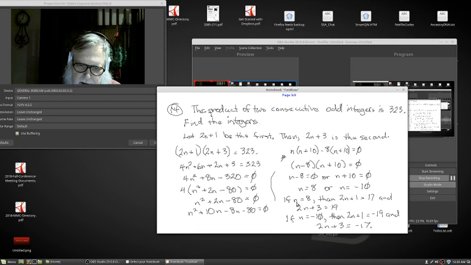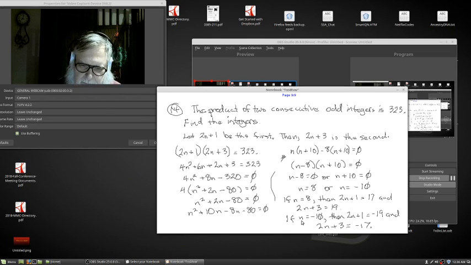So if we let n be equal to 8, then 2n plus 1 is going to be 16 plus 1 or 17. And 2n plus 3 is going to be 16 plus 3 or 19. 17 times 19 does equal 323. But off the top of your head, you should say to yourself, well, 17 times 19 is going to be equal to the same thing as negative 17 times negative 19, because two positives make a positive, so do two negatives.